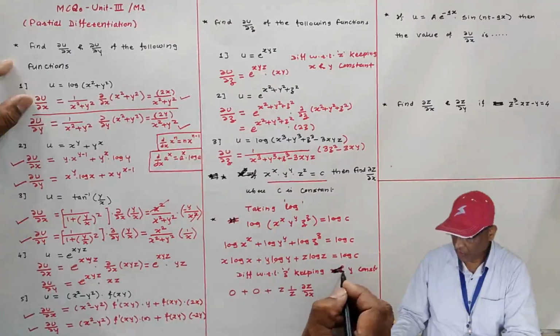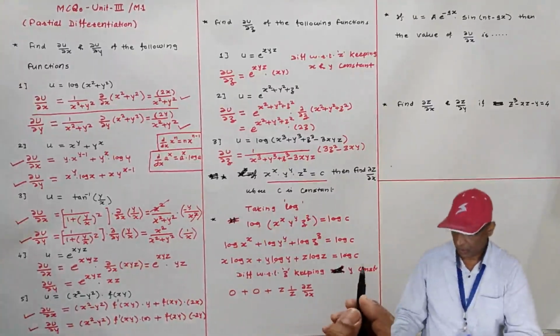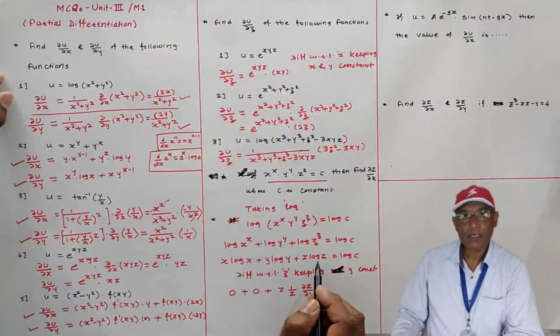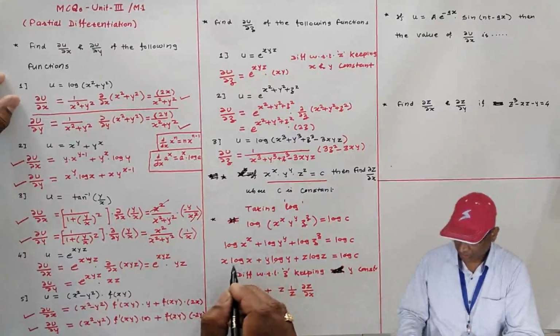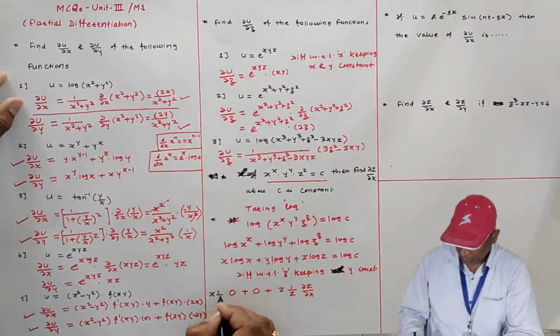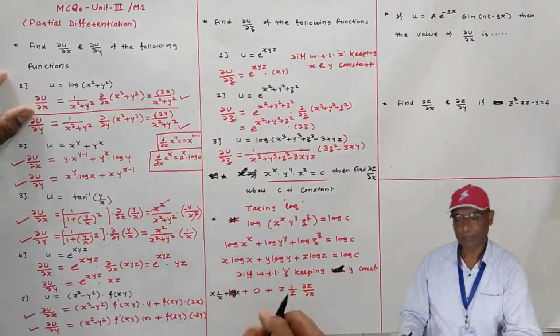Now differentiate with respect to x, keeping y constant, because we want del z by del x, and z is a function of x. We have to treat it that way. This is important. Now, derivative of x log x is what? By product rule, x times derivative of log x, which is 1 by x, plus log x times derivative of x, which is 1.